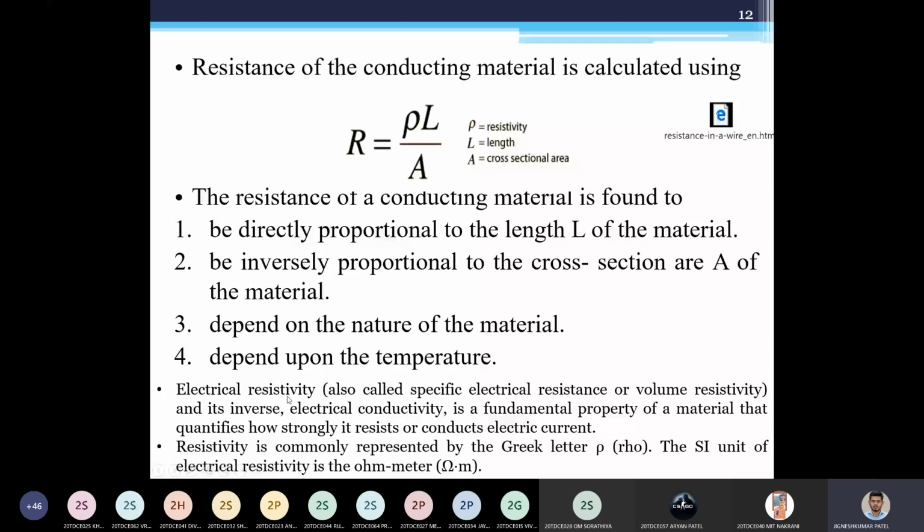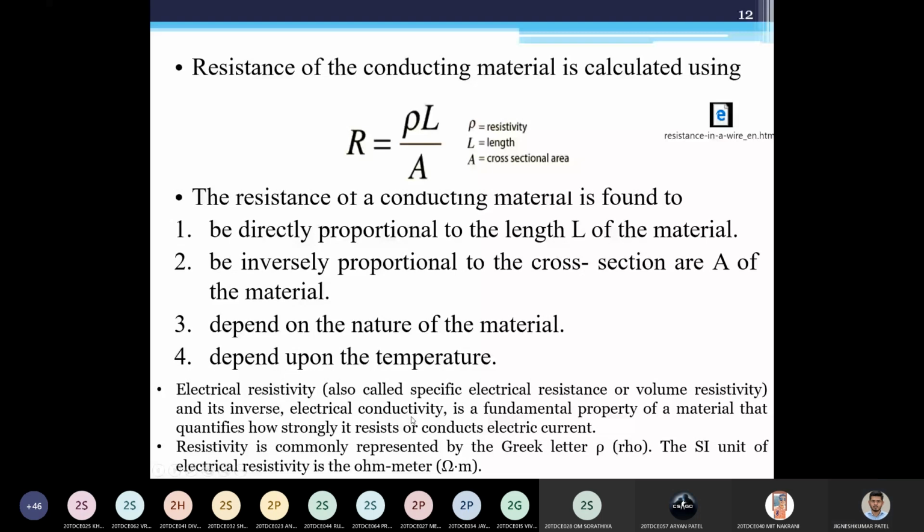They are mirror of each other. If you want to find out resistivity from conductivity, resistivity is equal to 1 upon conductivity. And if you want to find out conductivity from resistivity, conductivity is equal to 1 upon resistivity. So the two are mirror images of each other. There is an inverse relation in that.